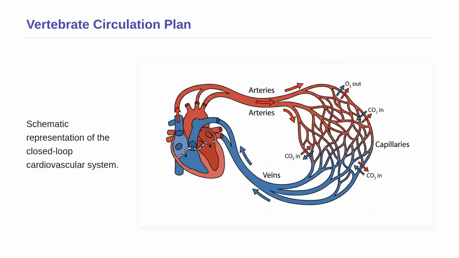Let us visualize these structures working together in a continuous loop. On the screen, you are looking at a schematic diagram of the general vertebrate circulation plan. Notice the muscular heart on the left, acting as the central pump. The red arrows indicate oxygen-rich blood flowing away from the heart through the robust arteries. This blood reaches the intricate web of capillaries on the right, where gas exchange occurs. Finally, the blue arrows show the oxygen-depleted blood returning to the heart through the veins, completing the closed loop.